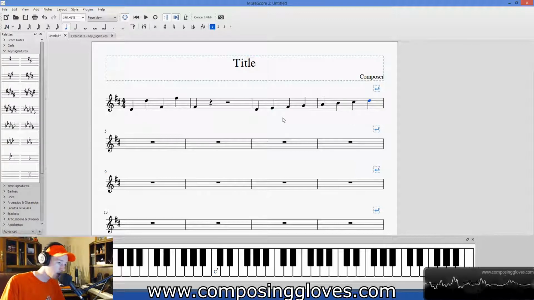So what is the difference between a key and a scale? Well, a key is the notes we're using. A scale. That's a scale. So here we have our scale, and these are the notes we are using. But a key is the harmony that comes from these notes.